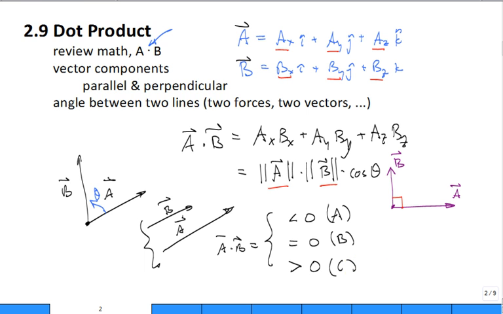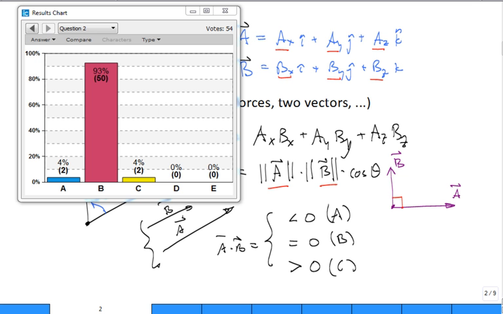All right, so let's see how we did. A lot better. What's the cosine of pi over 2 in radians, or 90 degrees? 0. So there you go.